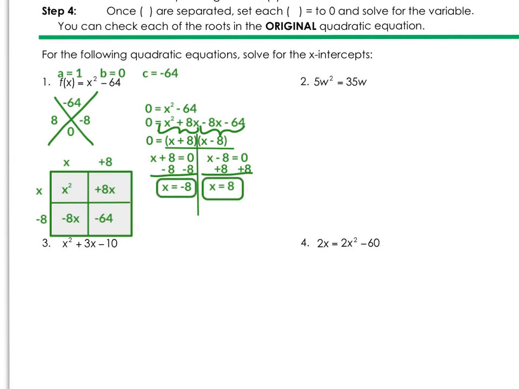Okay, and that's it for this. The only new step for this video is just going on past the factoring to then write our t-chart and solve for the values of x.